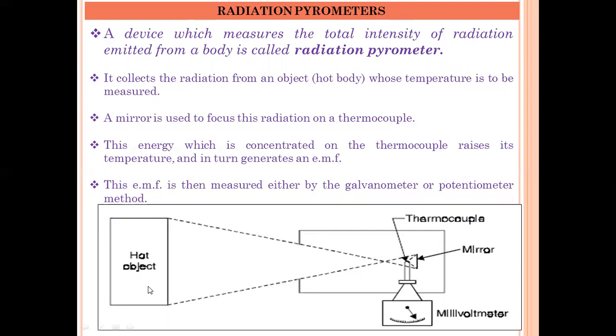So this is all about the different types of temperature measuring instruments. Generally, ordinary temperature can be measured with the help of a thermometer, and for temperature measured beyond 650 degrees Celsius, either thermocouple or radiation pyrometer is generally used.